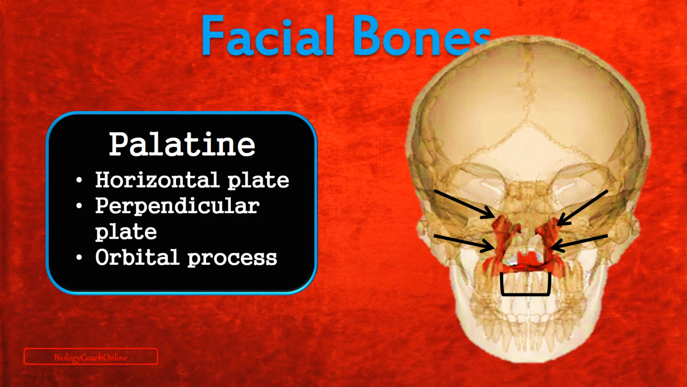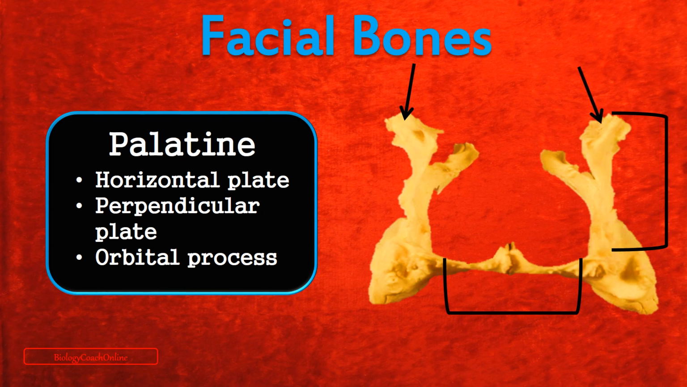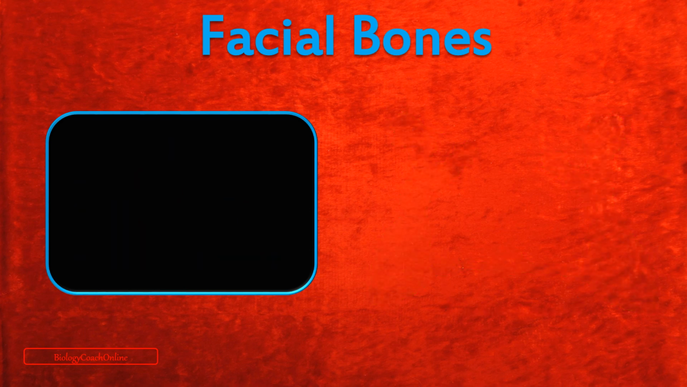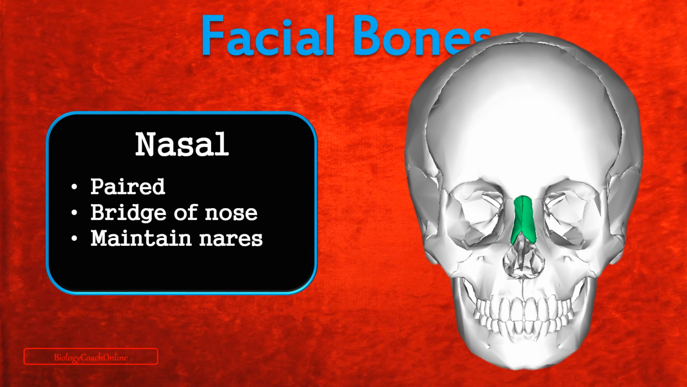Now, if we extract the palatine bones, we can see once again the horizontal plate here, the perpendicular plate here, and the orbital processes here and here. Our next accessory facial bone is the relatively tiny nasal bone. Now the nasal bone is paired, obviously, as you can see here. It forms the bridge of the nose. And these two little bones are connected to cartilage that form the external nares, or the entrances to the nasal cavity. Now the nasal bones articulate with the frontal bone, the maxillae, and the ethmoid bone internally.